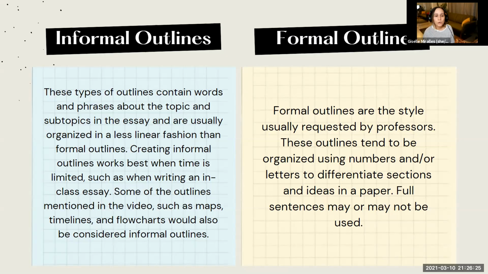On the other hand, formal outlines are the style usually requested by professors. These outlines tend to be organized using numbers and or letters, so alphanumerically, and that's to differentiate the different sections and ideas in a paper. Full sentences may or may not be used. I usually see them with full sentences, but sometimes I've seen them with bullet points. So it all depends, again, on instructor preference or your preference if you're just creating an outline for your own self to organize your ideas.